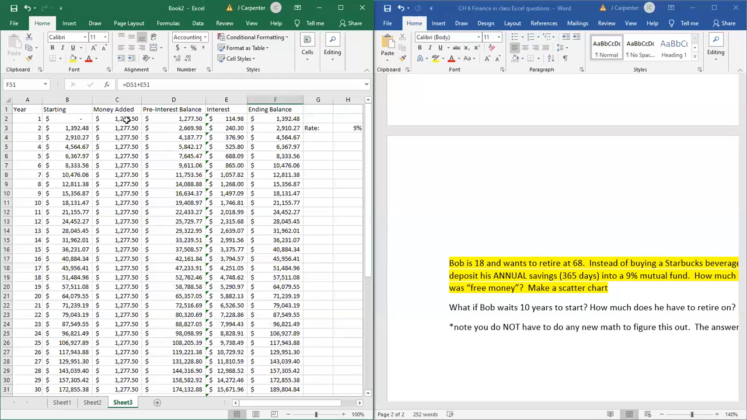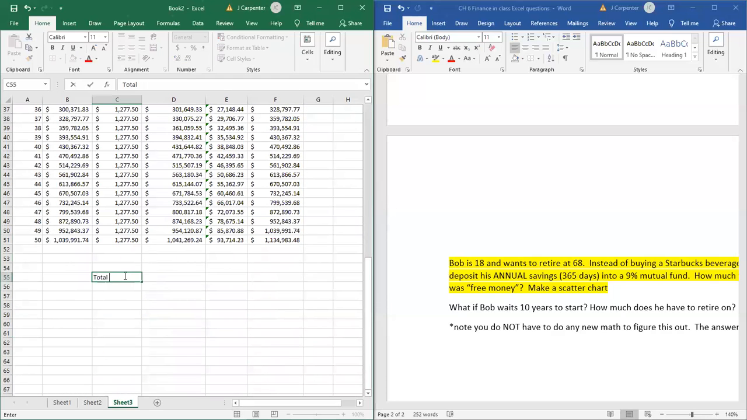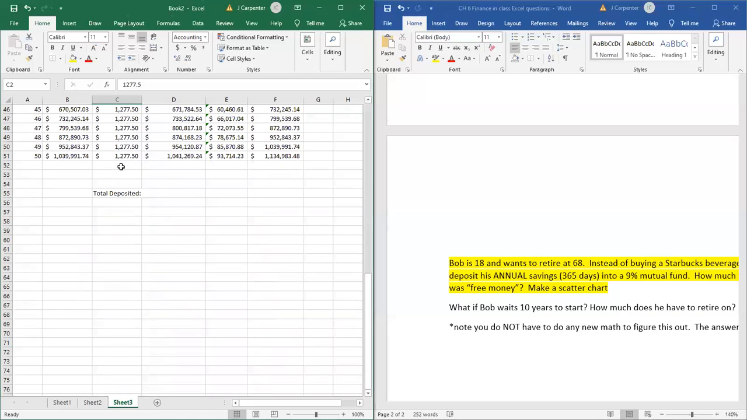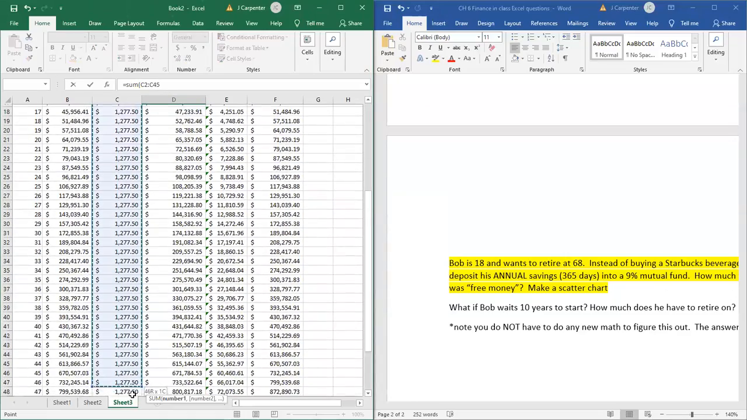How much money did we actually put in? This is a little more unique because you can't just say we put $10,000 at the start or $30,000 at the start, because we put that $3.50 in every day for 50 years. So what we need to do is just add up all the money added columns. So let me just go equals sum, open a parentheses, and then do all of the 12,750s.